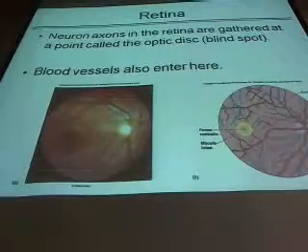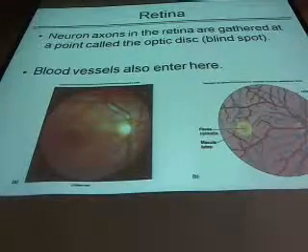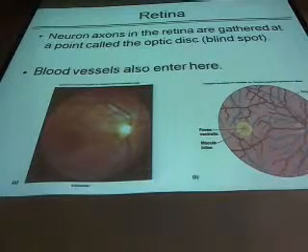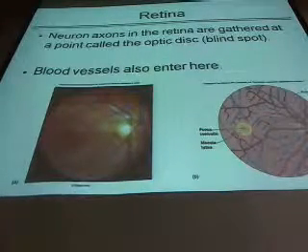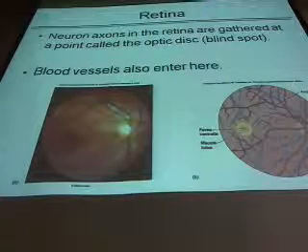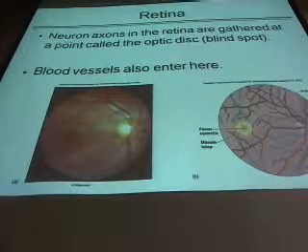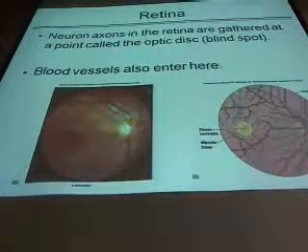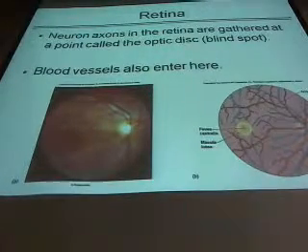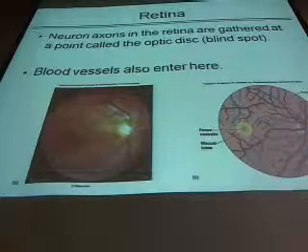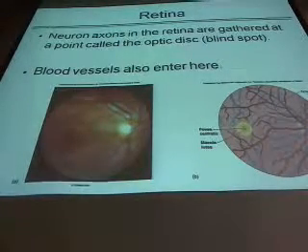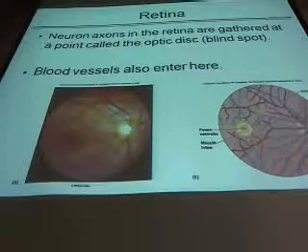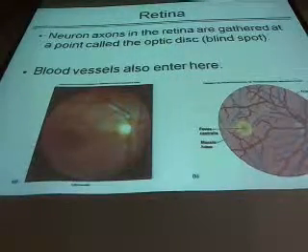Okay, the retina. The retina is in the back of the eye. Axons in the retina are gathered at a point called the optic disc. And when we do the lab, we will use an ophthalmoscope. Put you in a dark room, get you to look in. You can look at each other's eyes. You'll be able to see the optic disc in the back. You'll see the optic nerve. You'll see blood vessels coming in. It's kind of neat.